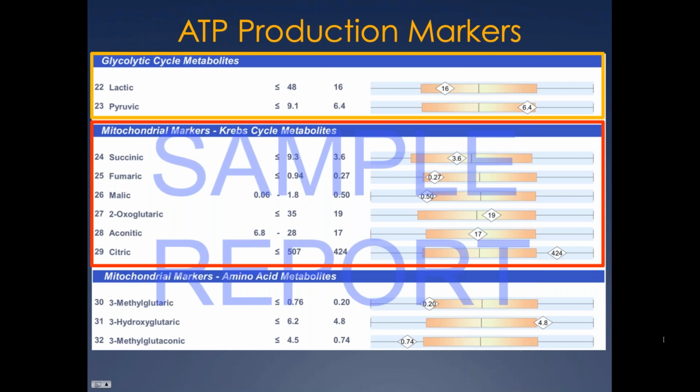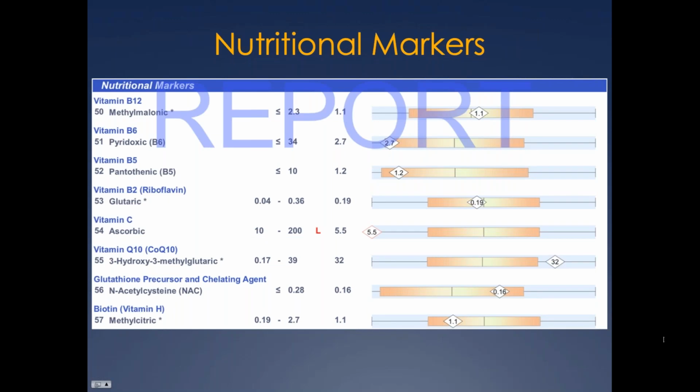Now, the bottom component there, 30, 31, and 32, there's some additional functions that the mitochondria undertake and metabolites for which they're responsible that, for the purposes of this conversation, are less important, but still an important feature of the test. We also get some nutritional markers on the OAT, different indications of key B vitamins, vitamin C, what they call vitamin Q10, which is basically CoQ10, glutathione precursors and acetylcysteine, biotin. I didn't include it in the webinar, but we actually get a specific assessment on glutathione itself as well.